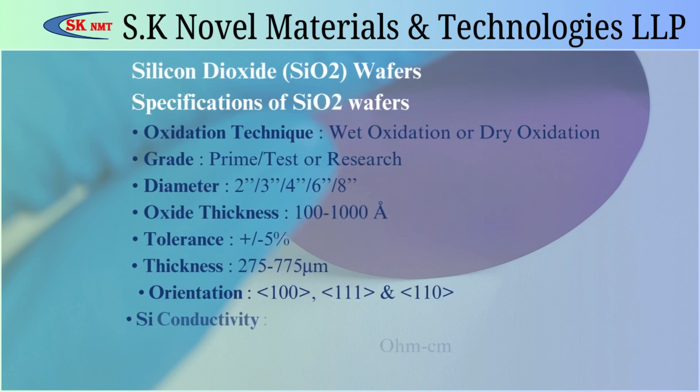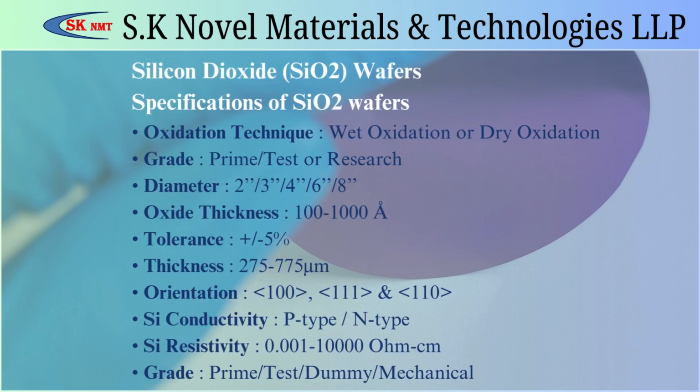Specifications of SiO₂ wafers. Oxidation technique: wet oxidation or dry oxidation. Grade: prime, test or research. Diameter: 2" to 8". Oxide thickness: 100-1000 Å. Tolerance: plus or minus 5%. Thickness: 275 to 775 micrometers.